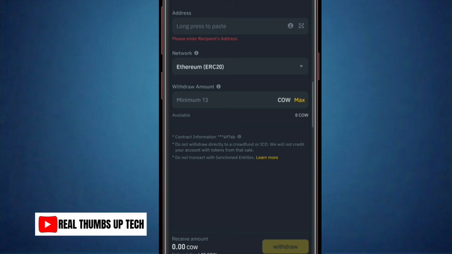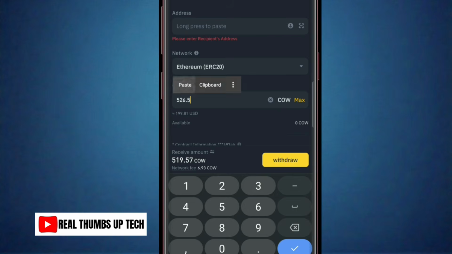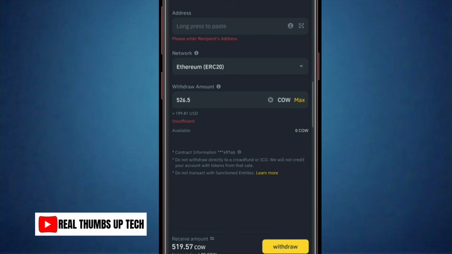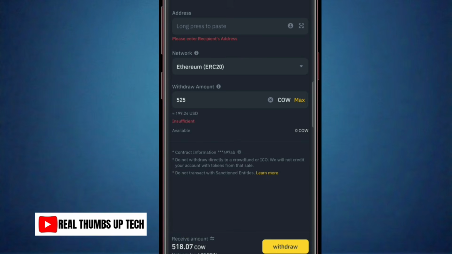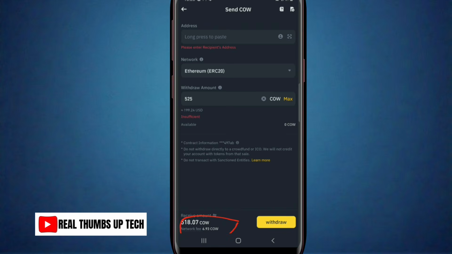But before that, let me just come over here that says withdraw amount and paste in that amount you must have got when we sold USDT for COW. Let me just make it something like 525 in case they remove their charges. All right, 525. And you can see that they will charge us 6.93 COW for this transfer of 525 COW. Our network fee is 6.93 COW. That means we'll be getting around 518.07 COW on KuCoin exchange.